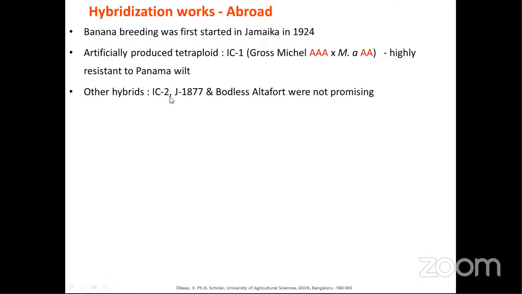IC2. Usually, if you have undergone the fruit science course and noted down the notes, this is one of the common questions. IC1 and IC2 are the first hybrids, and J1877, Boldus alta 4. And these other hybrids, like the Boldus alta 4, tetraploids actually. Okay, they were found not promising. They are unstable. Okay, up to triploid is okay, and whatever breeding occurs after that, they will be unstable because of the huge number of complicated genomes. So they were not possible.